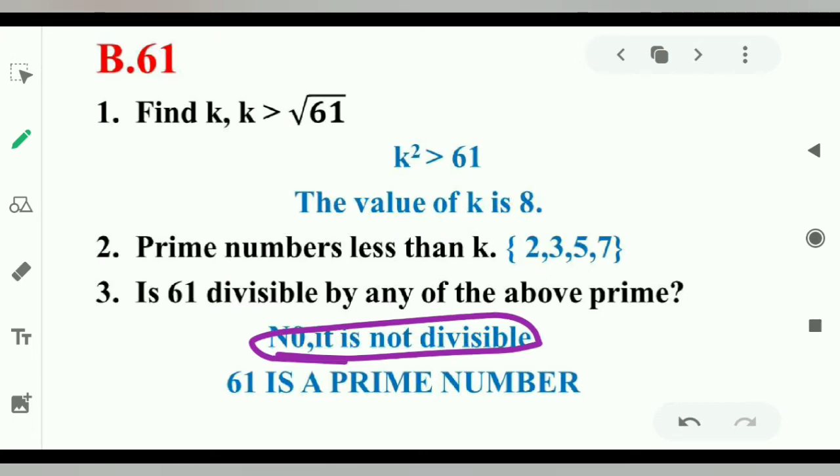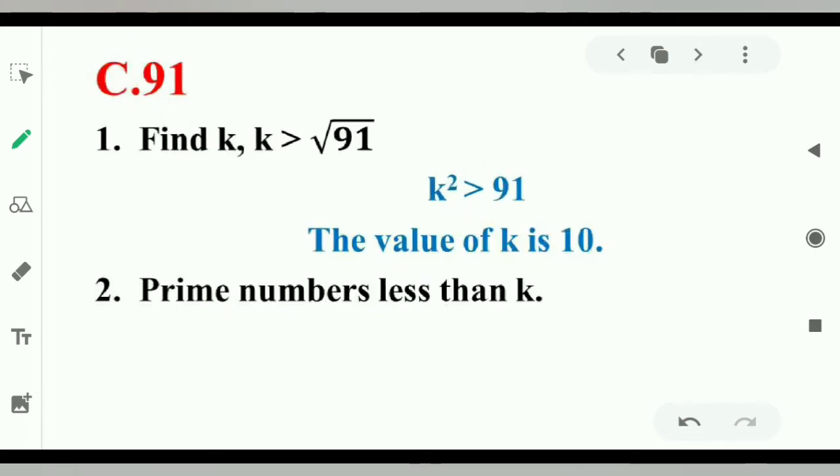When the answer is no, it is a prime number. Congratulations. You are good at practicing how to find the prime number.